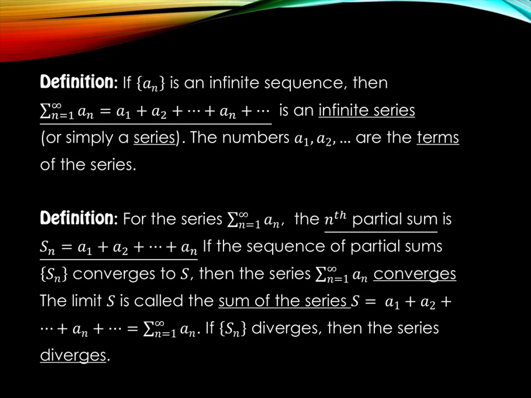So we'll start with the definition of a series. If a sub n is an infinite sequence, then the summation from n equals 1 to infinity of a sub n, which would be a1 plus a2 plus ... plus a n plus ..., because this is infinite, is an infinite series. Or we will actually just say series, because we're only going to be working with infinite series, so we're going to shorthand this to just saying series. The numbers a1, a2, and so forth are called the terms of the series.